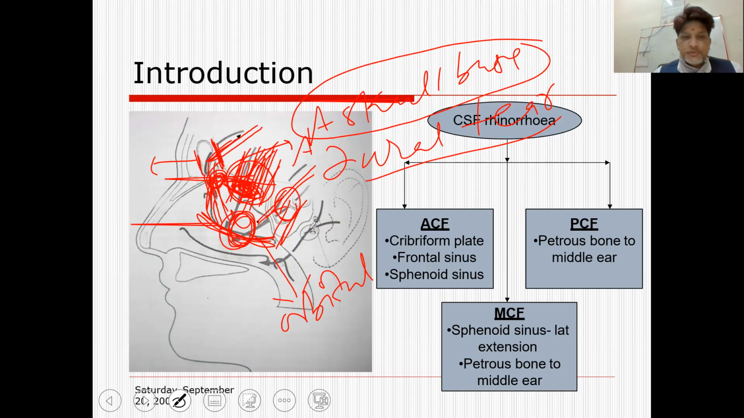So these three routes are quite common, and among these three routes also, the cribriform plate route or anterior cranial fossa route is by far the most common, because of the presence of a thin plate of bone which has to be disintegrated in order to have a CSF leak.